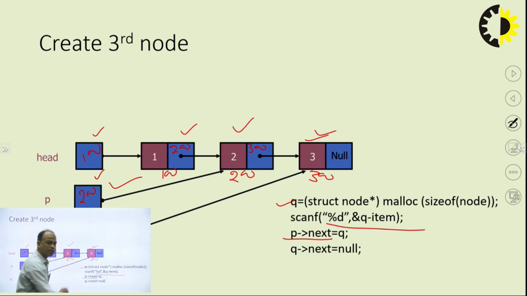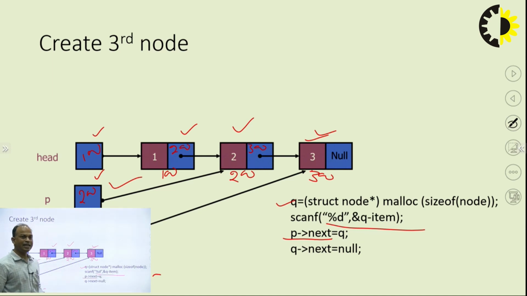So P arrow next means the next part of the second node. It should have the address of the third node so that we can link the second node and the third node. So a very simple code for the linking purpose: P arrow next equals to Q. In this way we can link the second node and the third node.